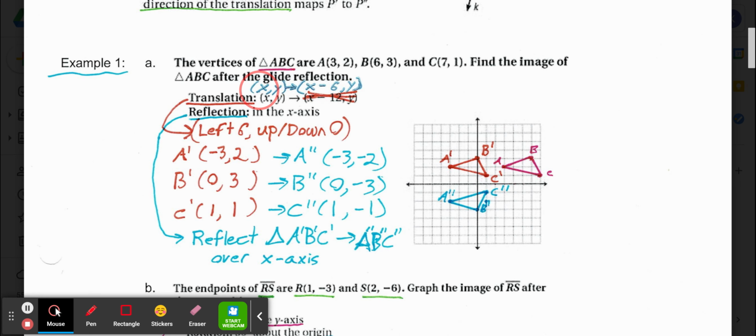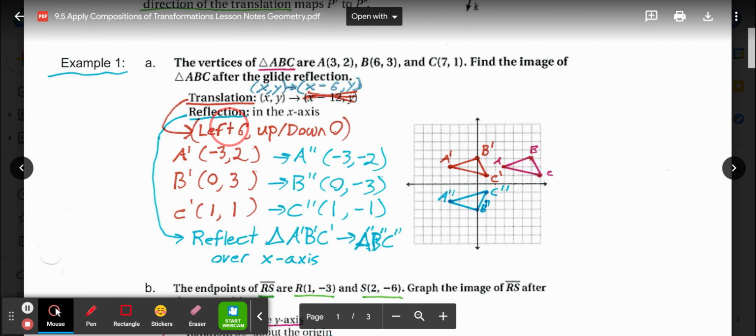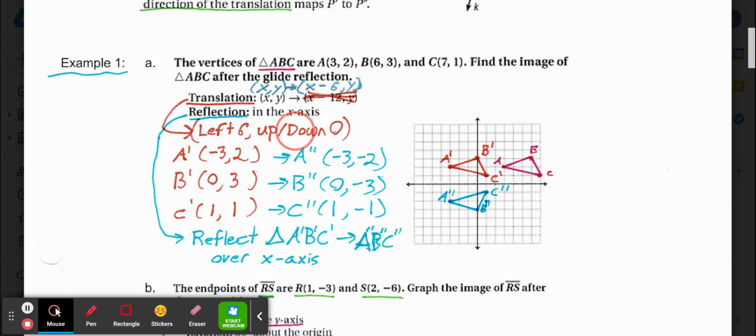The first part of our glide reflection is to take coordinates (x, y) and perform the translation (x minus 6, y), simply meaning we're going left 6 and up or down 0. That tells me A prime is at (negative 3, 2), B prime is at (0, 3), and C prime is at (1, 1). So it simply shifted our original pre-image 6 units left.